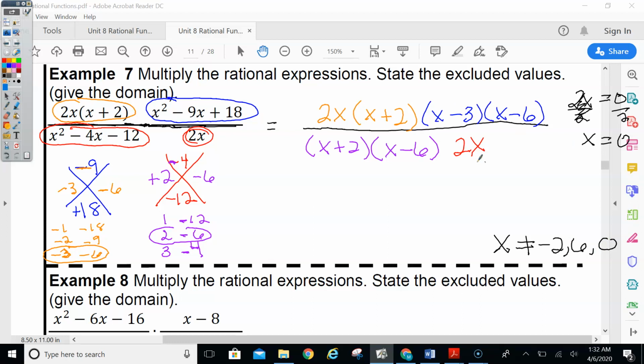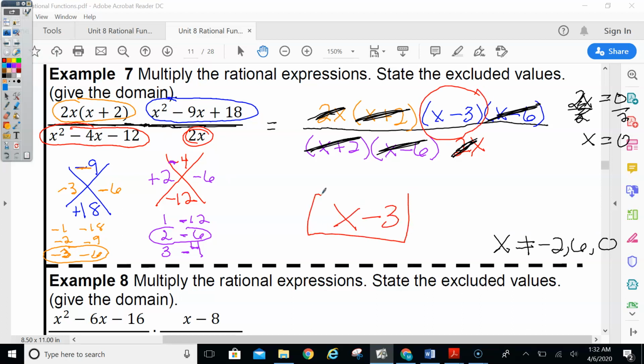Okay, so now you cancel. 2x and 2x. x plus 2 and x plus 2. x minus 6 and x minus 6. So out of all of this, the only thing that's left is x minus 3. So that would be your final answer for this one. Everything in the denominator cancels, so technically there's a 1 down there. But when it's in the bottom, you really don't need it. If it's in the top, you need it. Not if it's in the bottom.